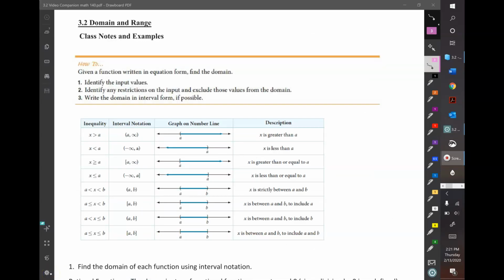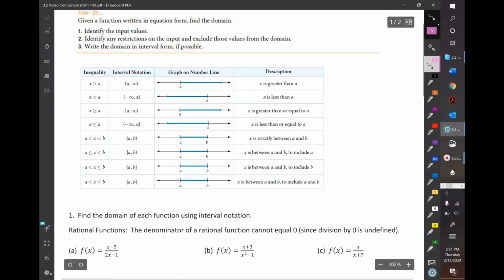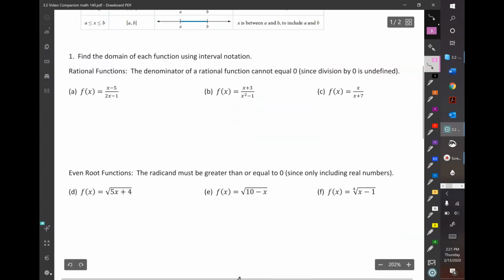Okay, so here's your video companion. We're going to look at how to do these tasks. When we're given a function written in equation form, we're going to be able to find the domain. We're going to identify the input values, identify any restrictions on the input, and exclude those values from the domain. That's something you've done before, and writing the domain in interval form if possible. So there's just a reminder of what your intervals are.